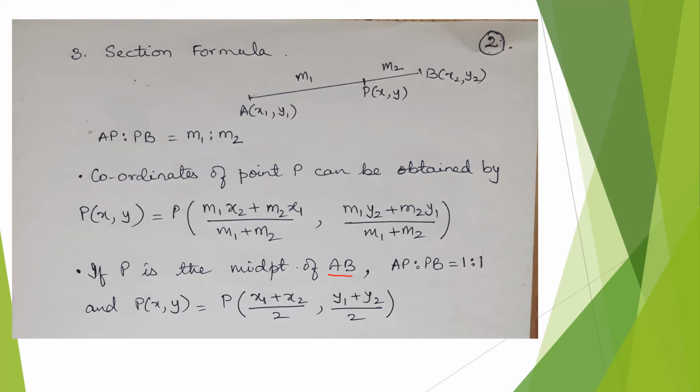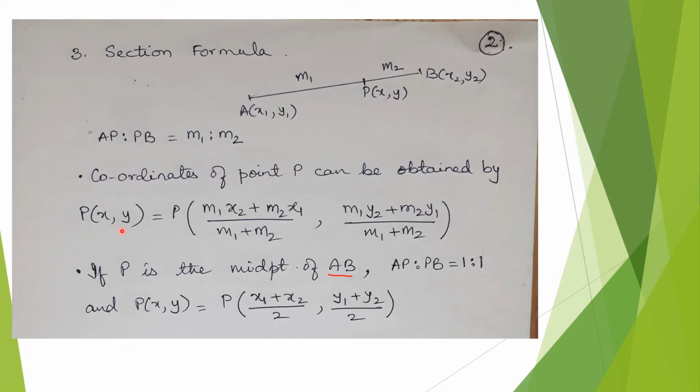After the distance formula that we have learned, we are now learning the section formula. In the section formula, we are looking at the point P, which is dividing the line segment AB into parts m1 and m2. So AP is to PB, the ratio, is given by m1 is to m2. And when the point P divides the line segment AB in the ratio m1 is to m2, we want to find out what are the coordinates of the point P.